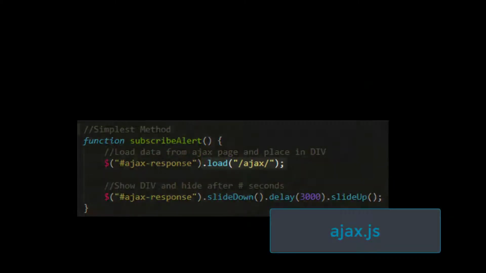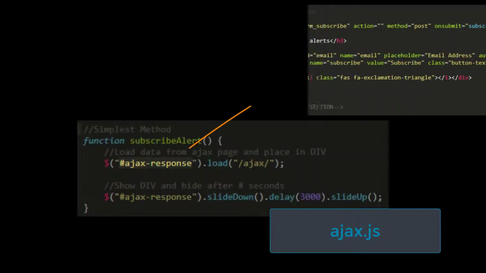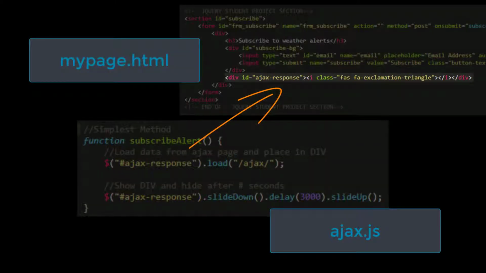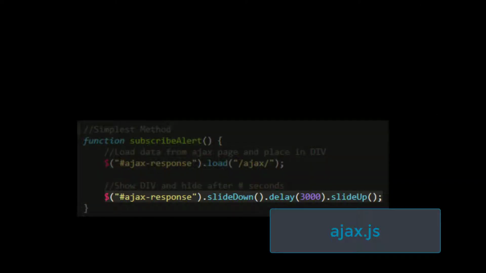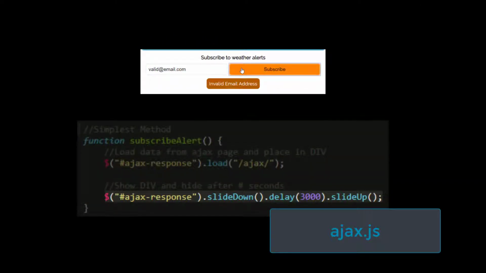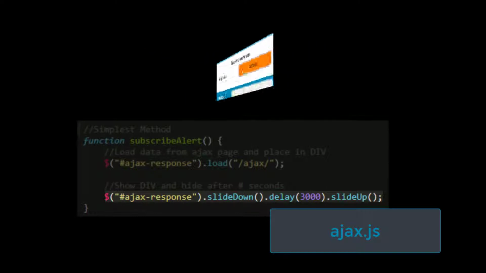The .load is a shorthand method for .ajax and is the simplest way of fetching data from the server. Just provide the URL and it will return the result and populate the element with the result, in this case a div. That's it. The other bit of code was added to animate the div into view by sliding down and then after 3 seconds sliding back up.